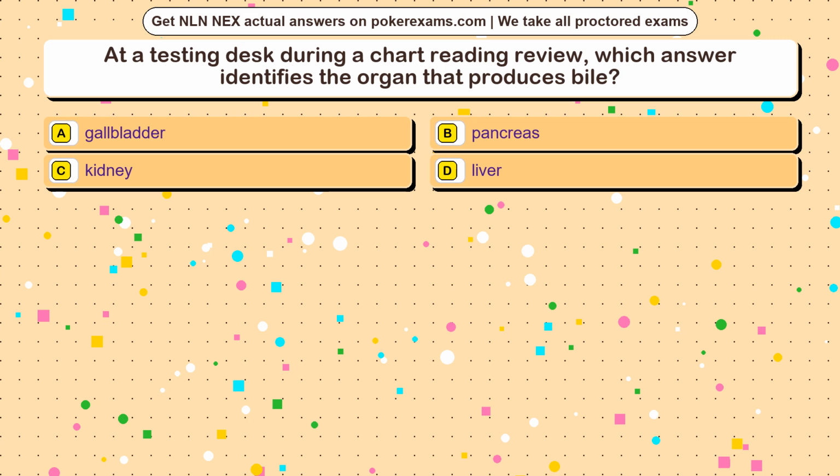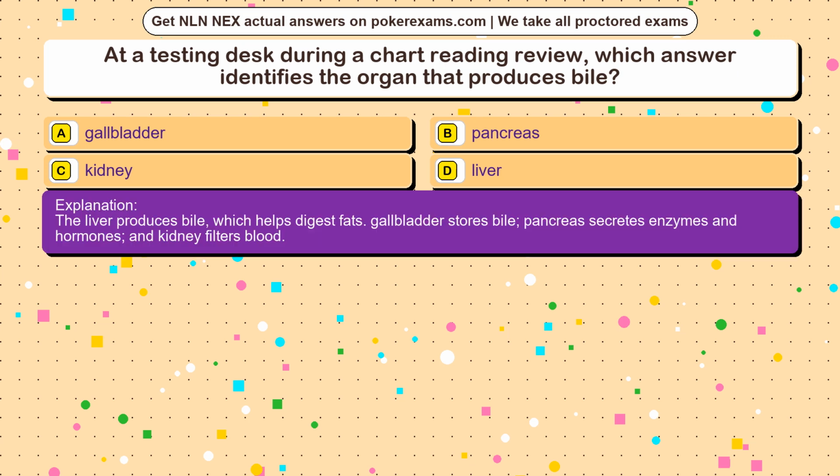The correct answer is option. The liver produces bile, which helps digest fats. Gallbladder stores bile, pancreas secretes enzymes and hormones, and kidney filters blood.